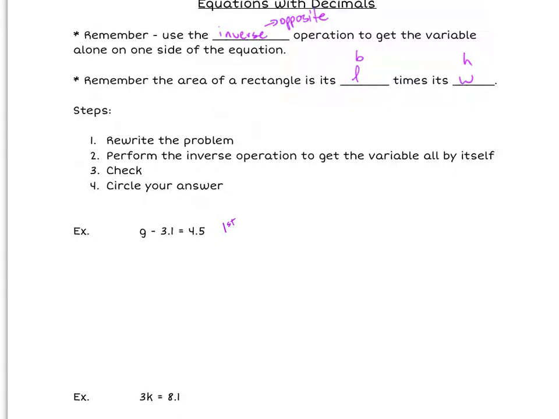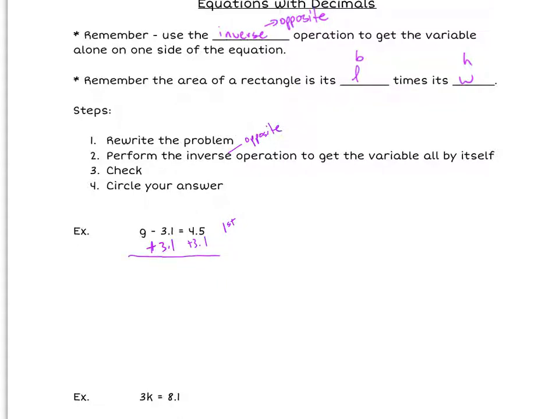Step two is perform the inverse, and inverse we said is opposite, operation to get the variable all by itself. So our goal is to get G all by itself here. So what's happening to G? It's getting subtracted. So what's the opposite or the inverse? G plus 3.1. Yeah, we're going to add 3.1 here. And we do that on both sides. Don't forget that piece.